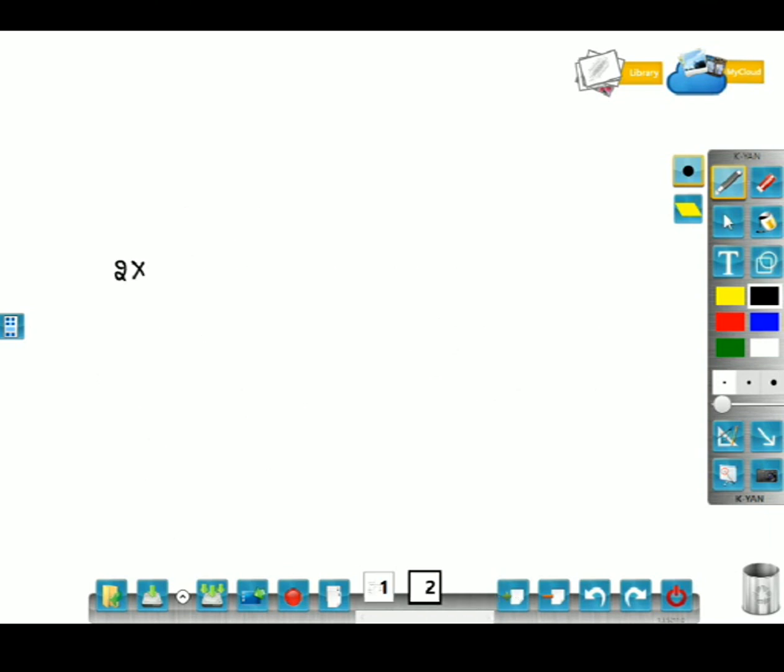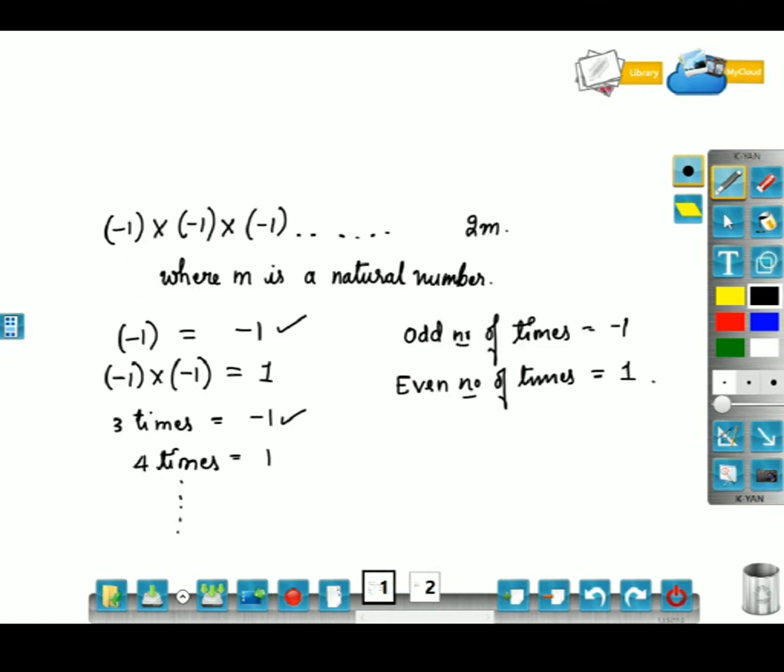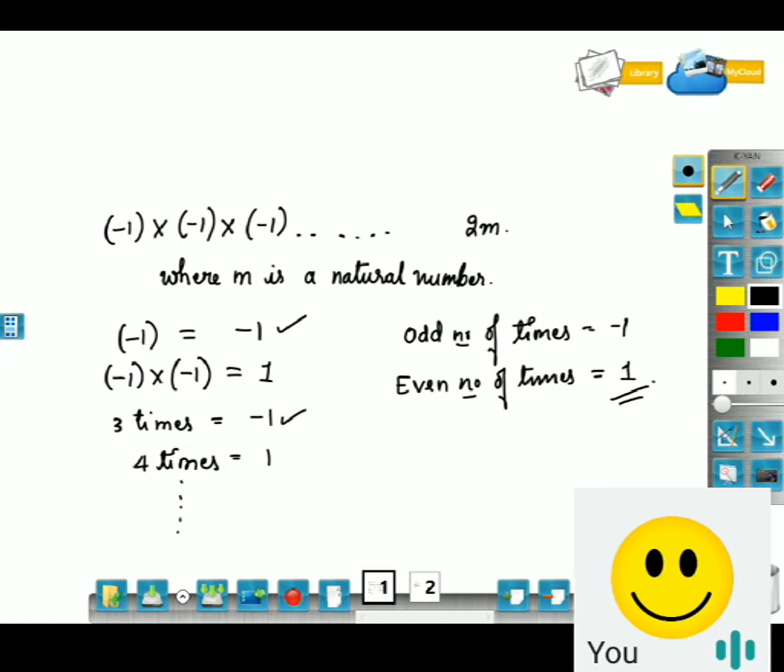So the expression was 2m. Now put some values for m, natural numbers. If we take 1, you will get 2 times. Suppose you put another number, you can write 2 into 2, you will get 4 times. In all the cases, we are multiplying 2m number of times, meaning every time you get an even number. And already we know that when you multiply minus 1 an even number of times, our answer will be plus 1.